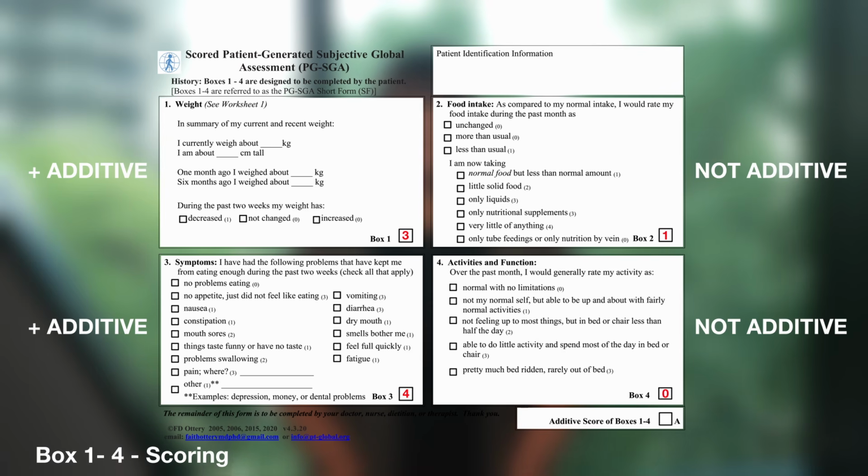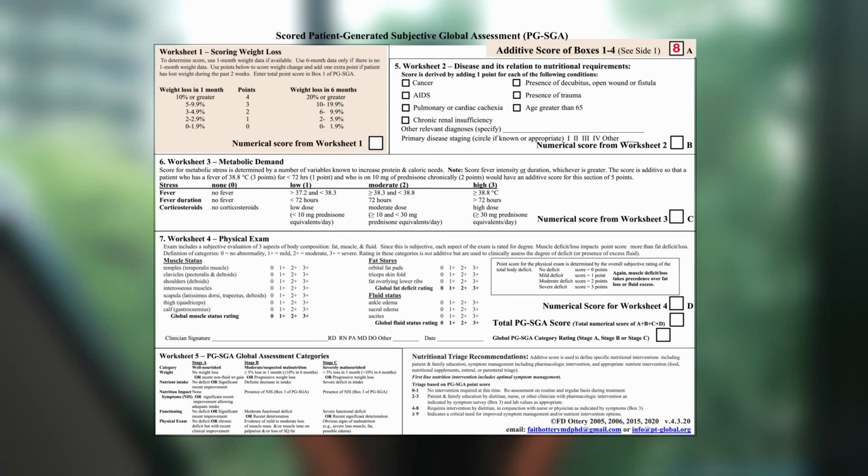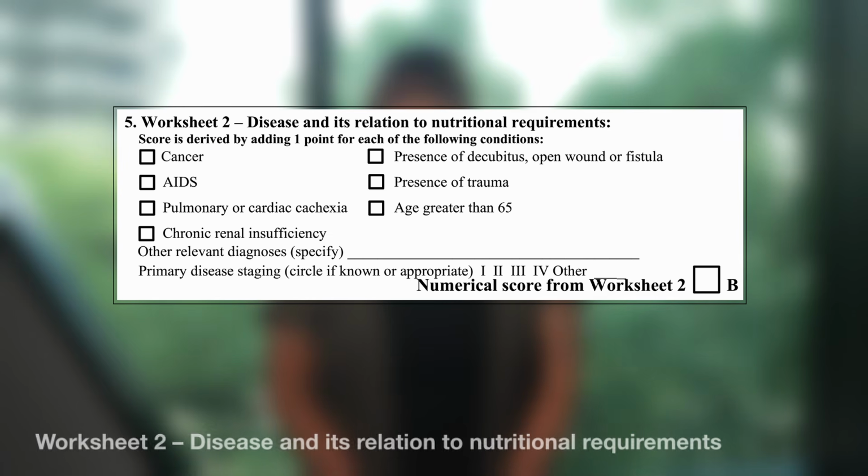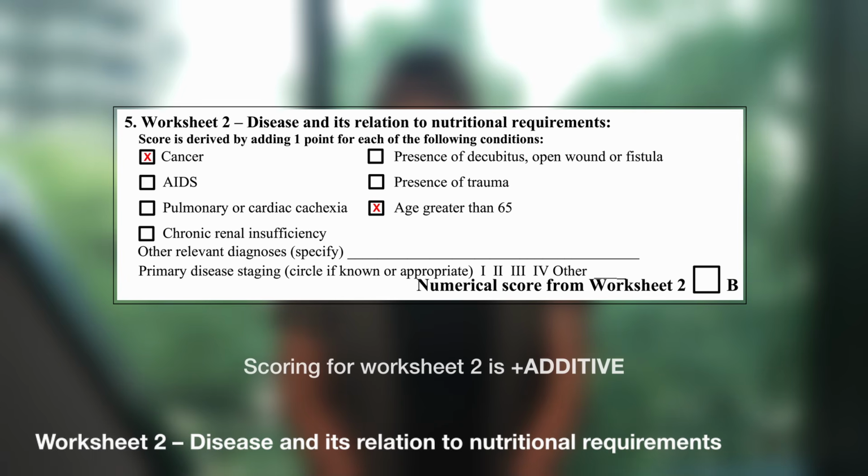Add the final scores from boxes 1 to 4 and record the combined total in Box A. Worksheet 1 is used to determine the percentage weight change score for Box 1, which contributes towards the score in Box A. Worksheet 2 identifies conditions that may increase nutritional risk or nutritional requirements. Tick all relevant conditions. Scoring for Worksheet 2 is additive. Add 1 point for each condition identified. Add all points and record the total score in Box B.